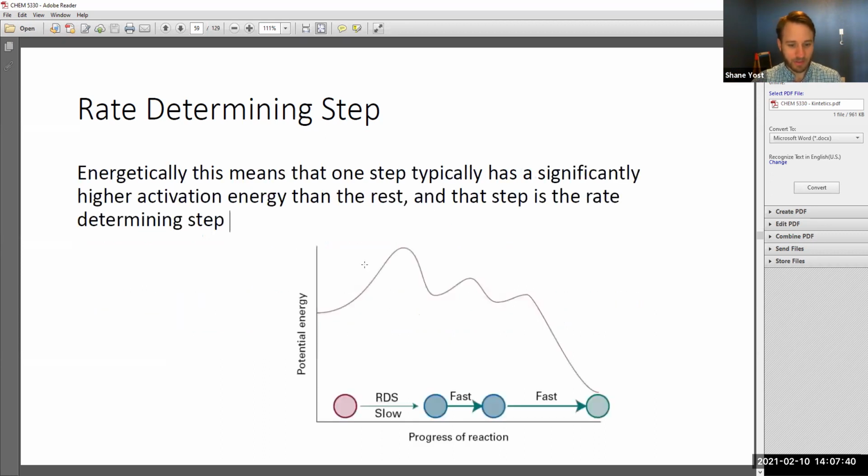And same thing with chemical reactions. If you have some step which has a high activation barrier compared to the other steps, typically that's going to be much slower than all other steps. So it's going to be a rate determining step. And so you'd say the rate of the reaction is just equal to the rate of this rate determining step, this slow step.